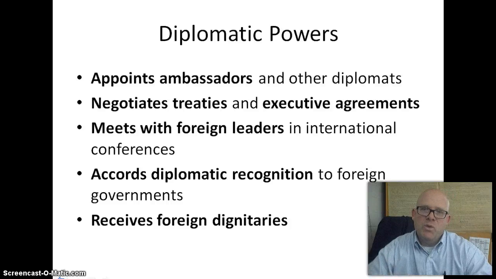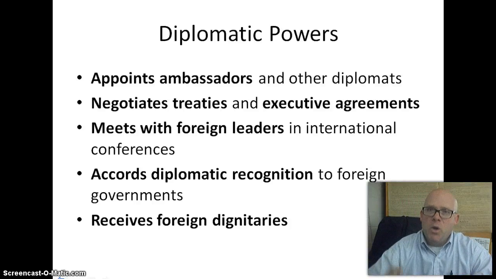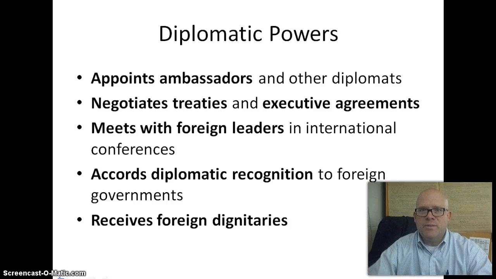He also is going to afford diplomatic recognition to foreign governments. If you have a change in government, the United States can officially recognize a government as being, hey, the legitimate government of a particular country. And he also is going to receive foreign dignitaries here in the United States and entertain at the White House, official receptions. I think most of you are familiar with world leaders, especially the notable ones, when they come to the United States or the president visits other countries. This is something where chief executives are kind of the main focus of these diplomatic visits.